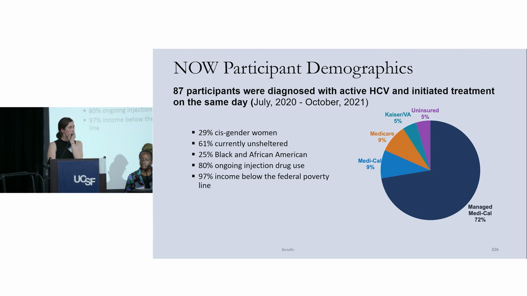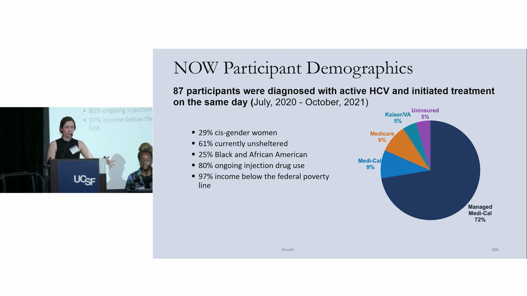So looking at the demographics of the patients that were enrolled, 87 participants were enrolled, and their demographics really closely matched those of people in San Francisco who are affected by hepatitis C. This trial was mostly men, mostly unsheltered patients. There was an overrepresentation of Black and African American patients compared to the San Francisco population in the trial. And most of these patients had ongoing injection drug use and income below the federal poverty line.